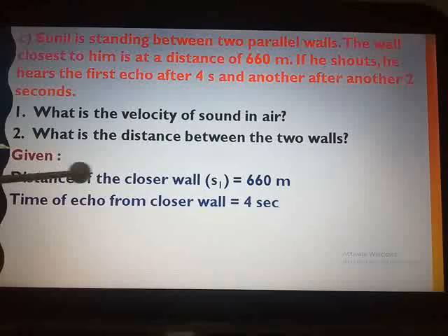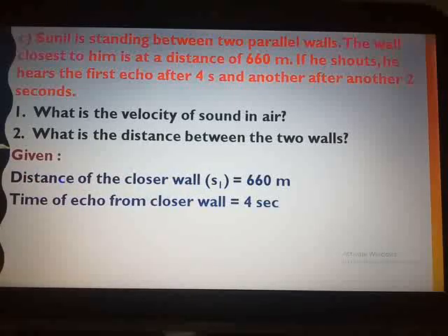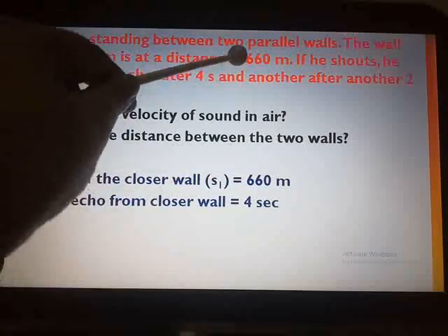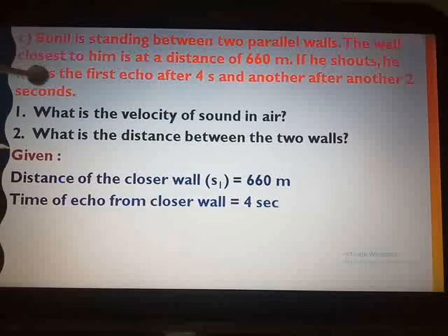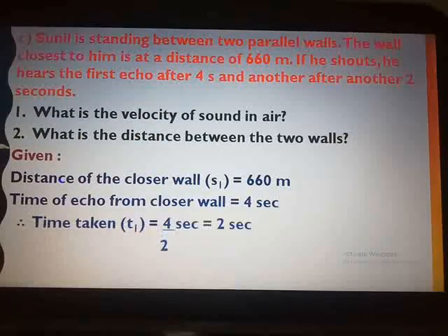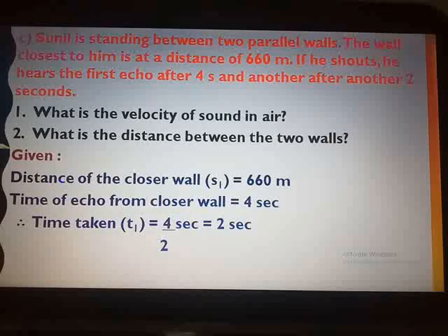What is given? Distance of the closer wall you have taken as S1. Whatever you want to take, you can take it. I have taken small s because distance is s. So S1 is 660 meters. Time of echo from the closer wall is 4 seconds because he hears the first echo after 4 seconds. So the time taken to hear the echo you have to divide by 2. So first time T1 is 4 upon 2, that is 2 seconds, because it is the repetition of the original sound. So it is divided by 2. So T1 is equal to 2 seconds.